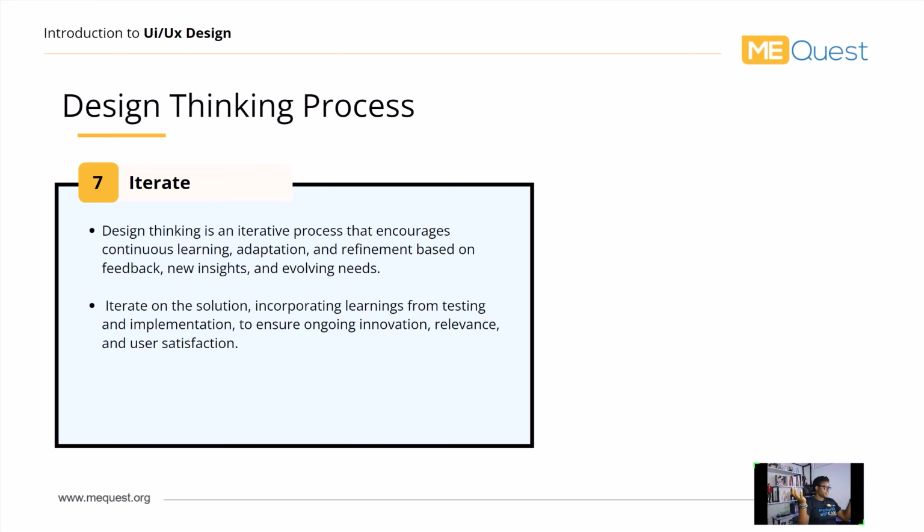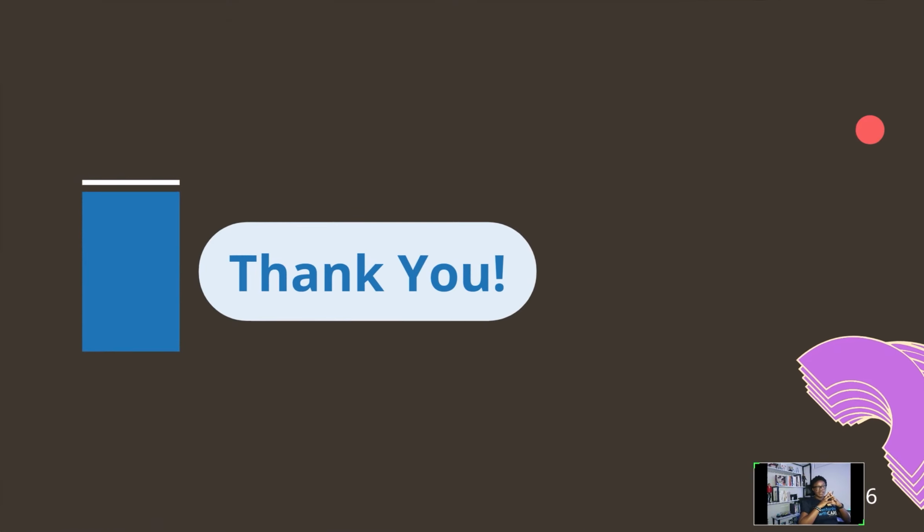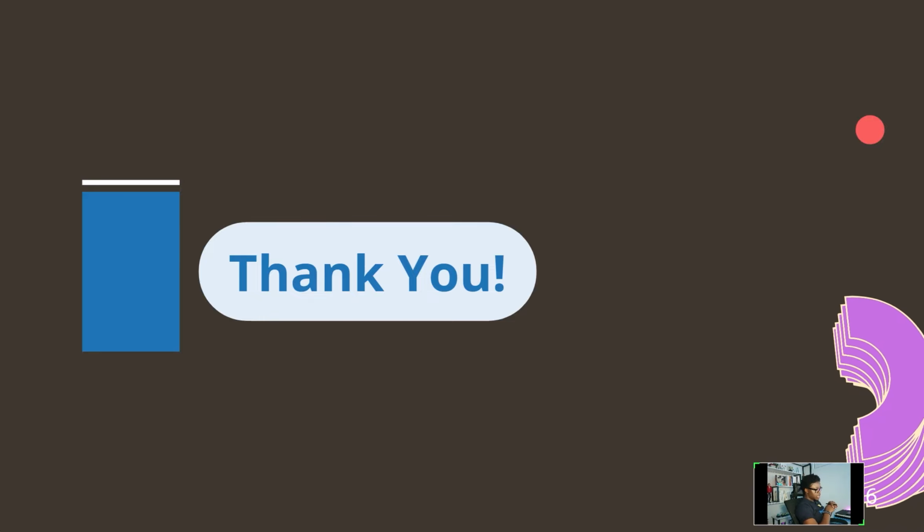Iteration. Design thinking is an iterative process that encourages continuous learning, of course, adaptation and refinement based on feedback, new insights, and evolving needs. So it's a continuous process. Iterate on the solution, incorporating learnings from testing and implementation to ensure ongoing innovation, relevance, and user satisfaction.